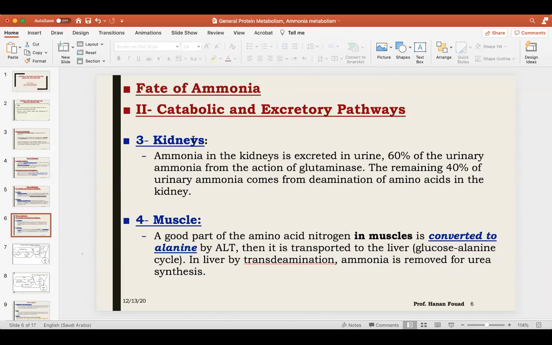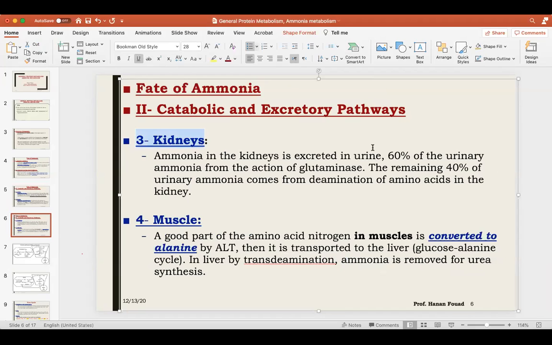The kidney. The kidney has an enzyme called glutaminase. Glutaminase enzyme hydrolyzes glutamine to remove ammonia from glutamine. So 60% of ammonia which goes in the urine comes from glutaminase. 40% of ammonia which is excreted in the urine comes from deamination of amino acids, as we have oxidative deamination enzymes in the kidney.